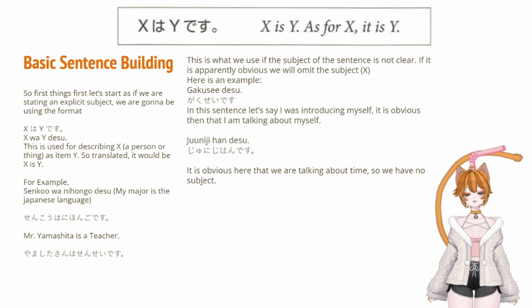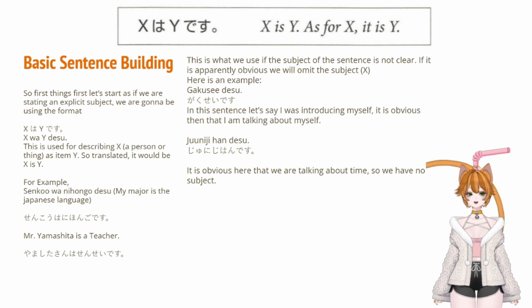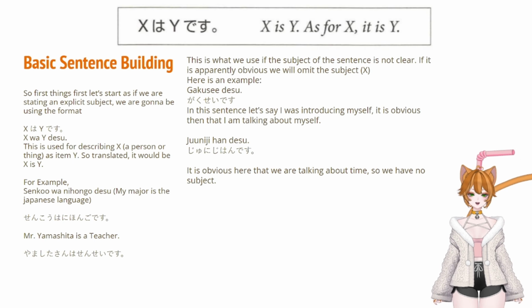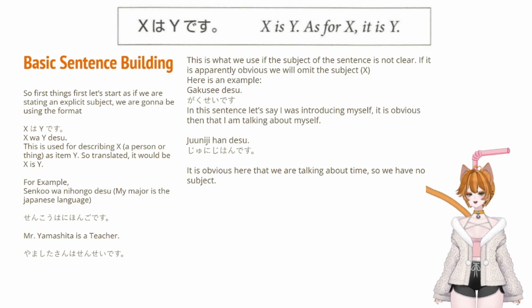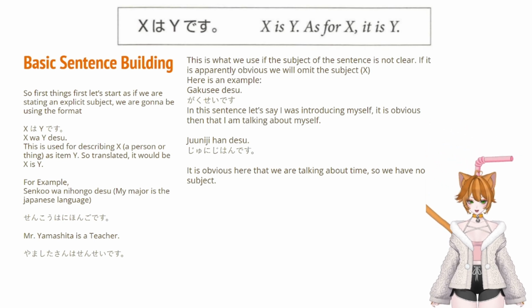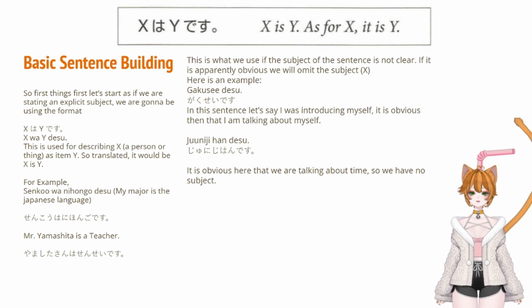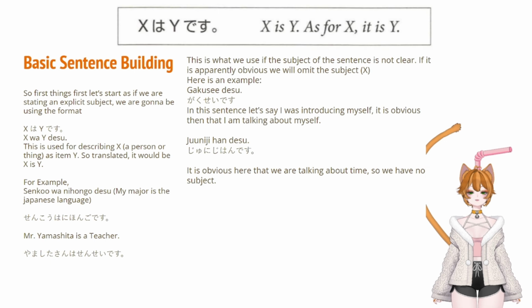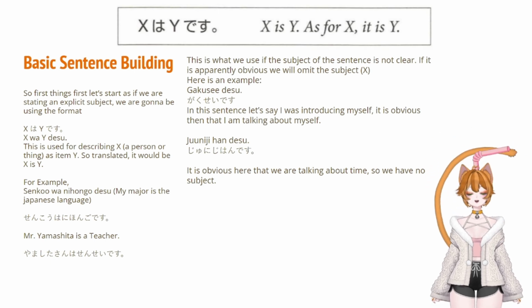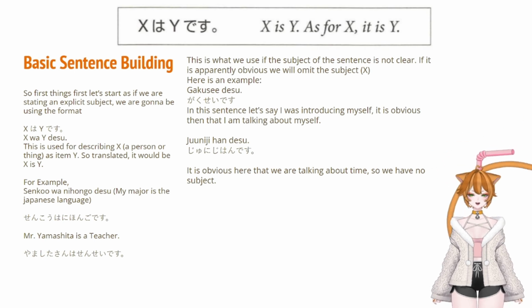Now, what do we use if our subject is not clear? Or rather, that's what we use if our subject is not clear. I'm sorry, I got those mixed up. This next one is what we use if the subject of the sentence is clear, if we know who we're already talking about. For example, gakusei desu. All that changes is we omit that subject X.